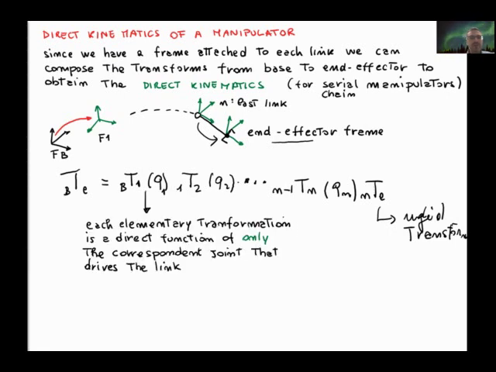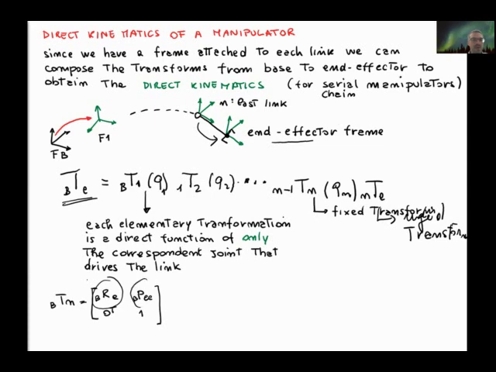So the important thing is that each elementary transformation is a direct function only of the corresponding joint that drives the link, and once we compose all these transformations, we can inspect the homogeneous transform, and we recognize that we can extract, for example, if you're interested only in the orientation, the rotation matrix between base and end effector, also the end effector position in the base frame.